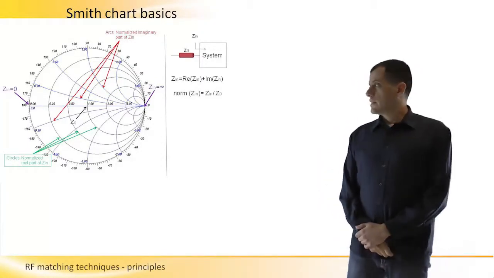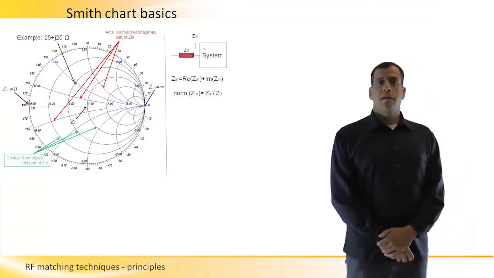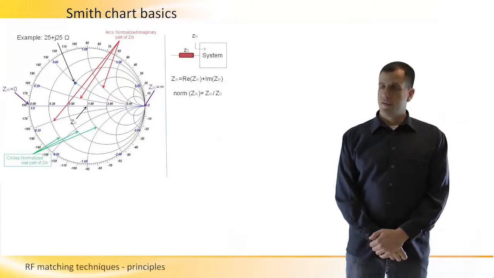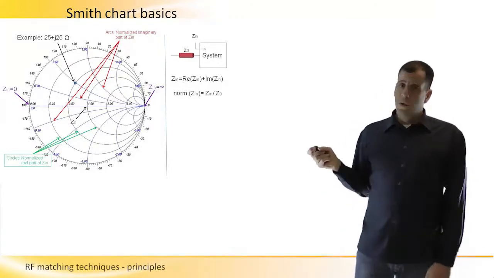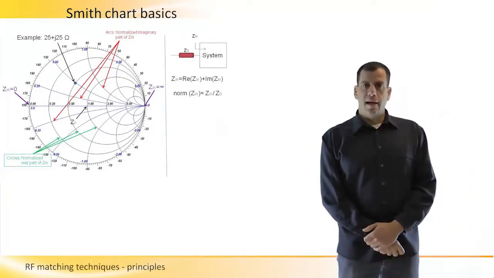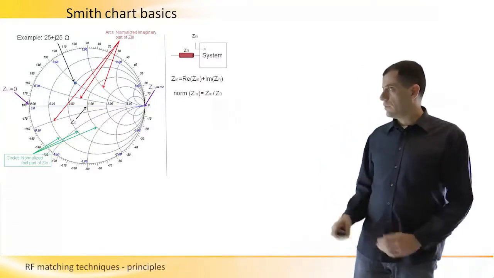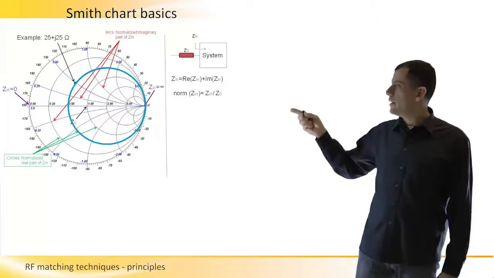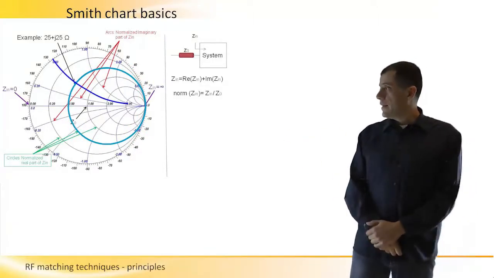Now let's look at the example here of an input impedance of 25 plus j25 ohm. When we normalize this impedance, we will get half plus j half, and it is located on the half circle and the half arc.